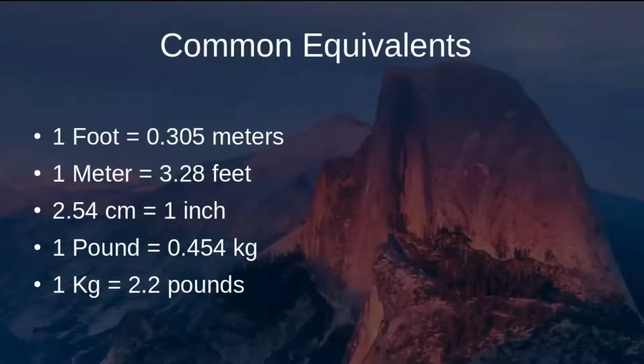And 1 pound is equal to 0.454 kilograms. Or something easier, at least for me to remember, is that 1 kilogram is equal to 2.2 pounds.